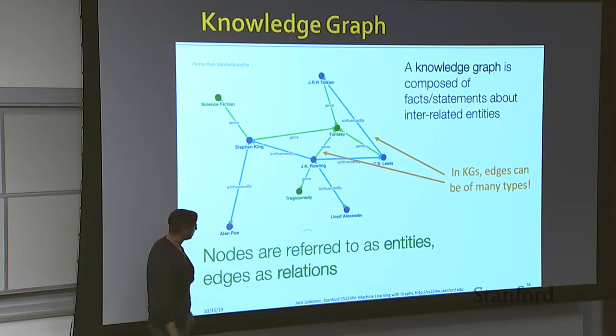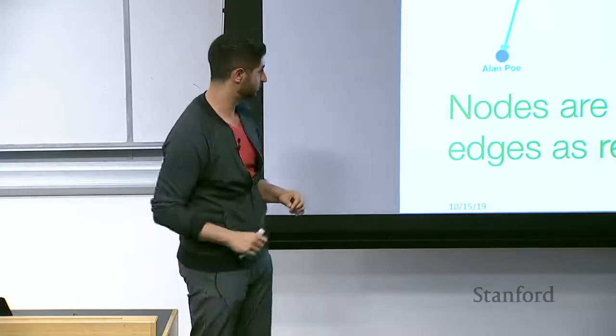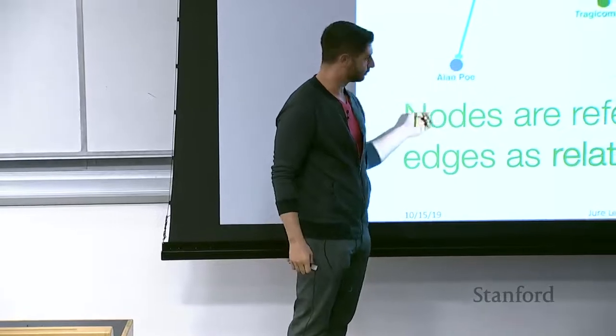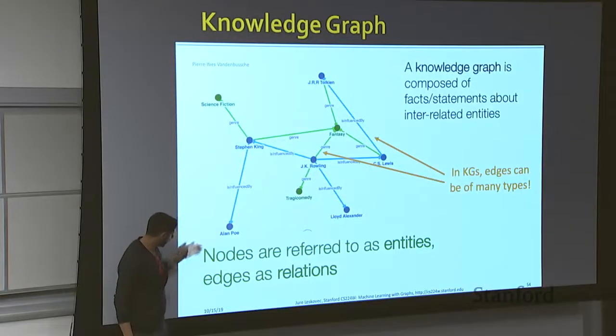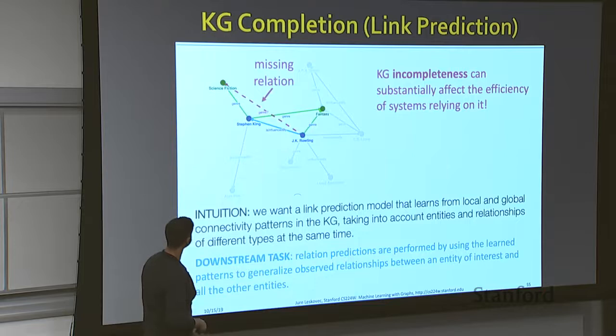and you can have plenty more. Now, to make sure that you understand the jargon, if you go and read any of these papers, keep in mind that the nodes in these graphs are usually referred to as entities, and the edges of these graphs are usually referred to as relations or relationships, okay? So just keep in mind this mapping.